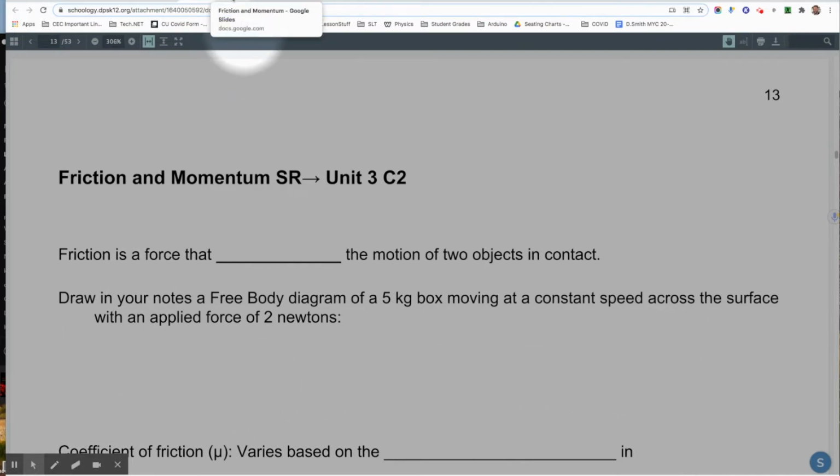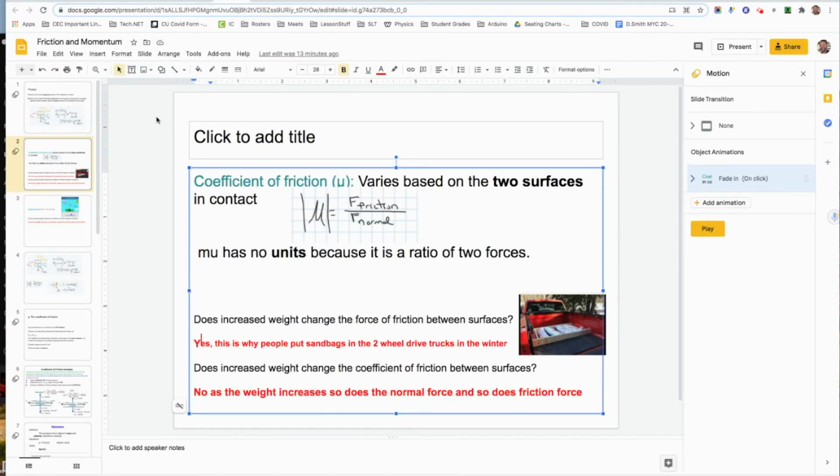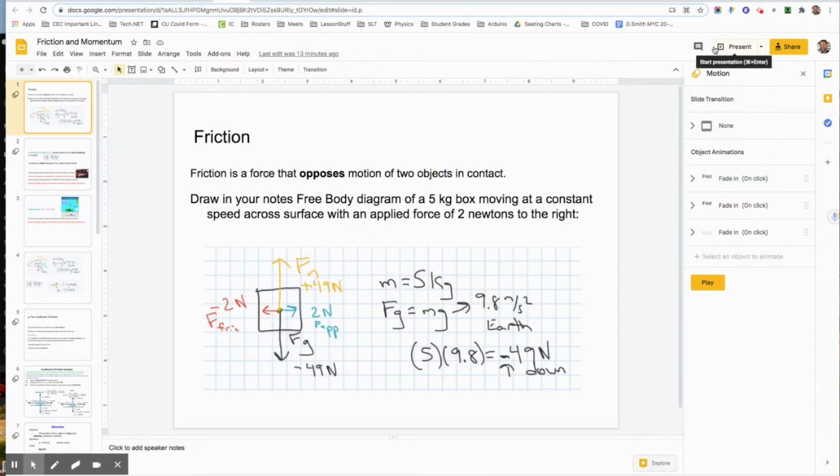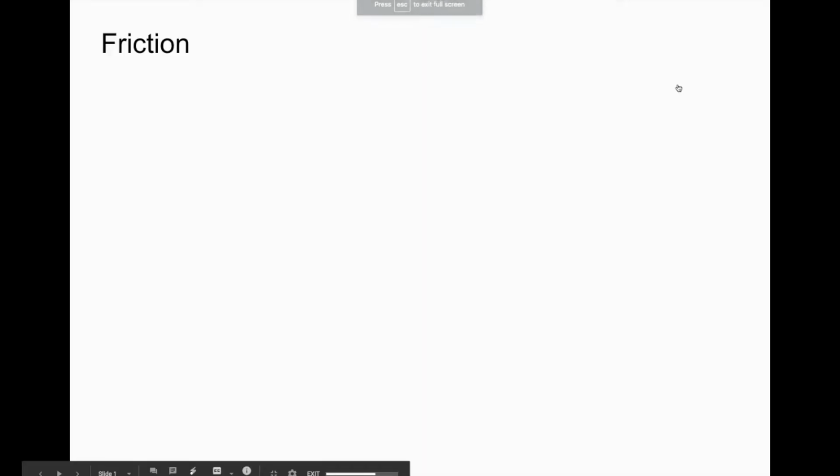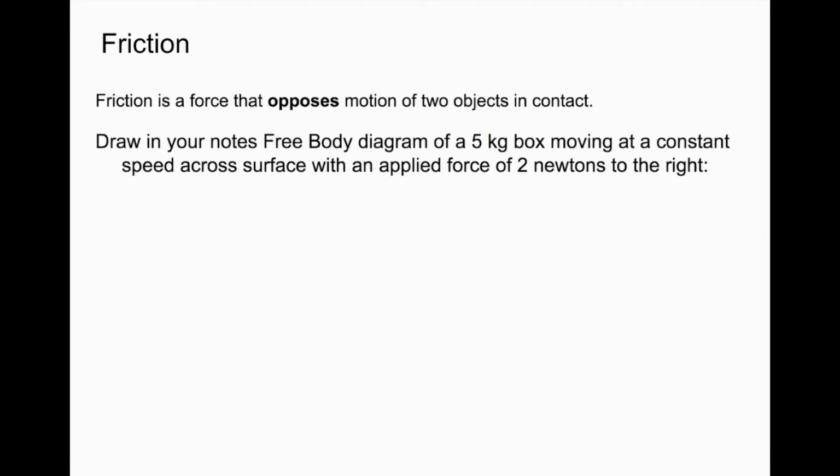So what we're going to do right now is, you're on page 13, right? So I'm going to go to here, and then, so we know what friction is by now. It typically opposes motion. So that's what you should write down in your notes on page 13, opposes motion.